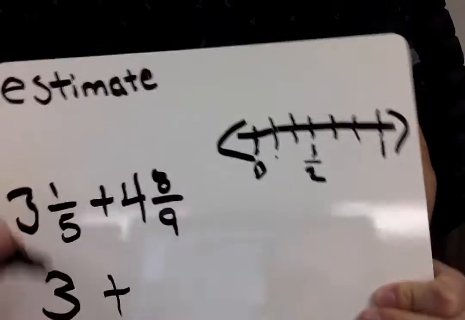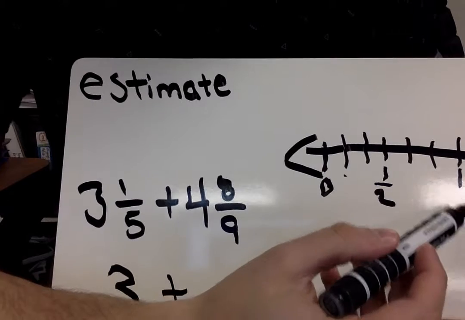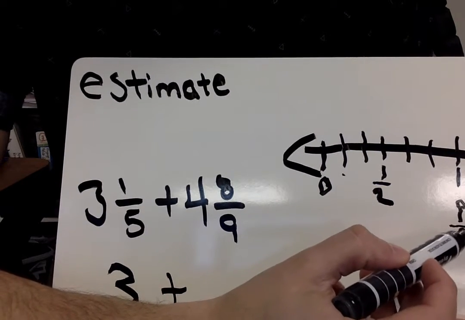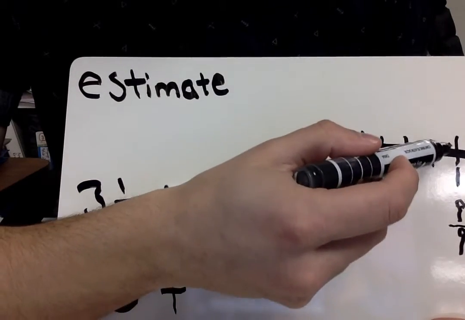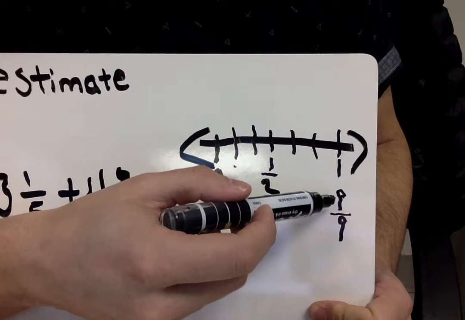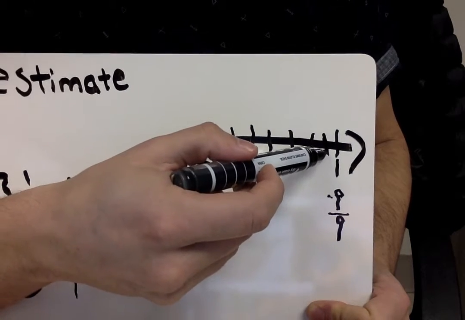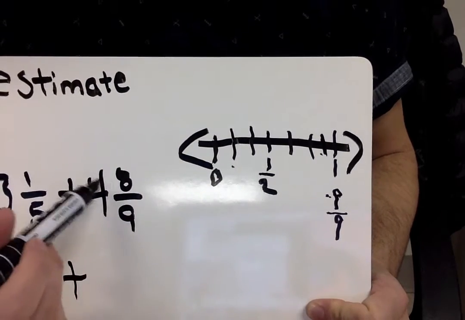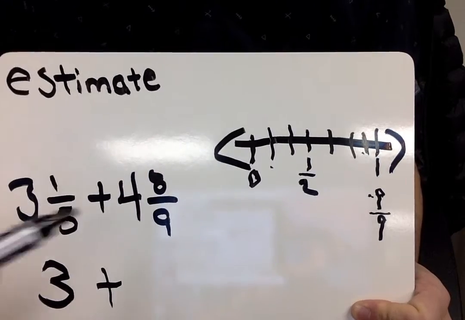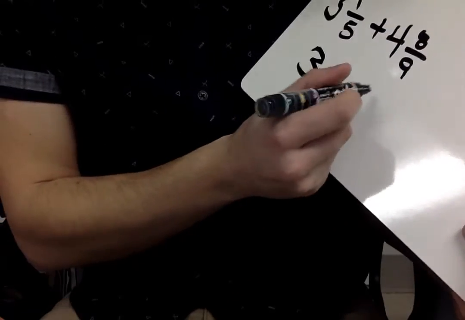I'm going to do the same with 8/9, 4 and 8/9. I know that 8/9, well, if we were thinking as a whole number, 9/9 is 1. So 8/9 is probably pretty close to here because this is where our whole number is, our 1 or our whole number. So 8/9 is probably pretty close to here on the number line, which means that 4 and 8/9 is probably closest to the next whole number, which in this case, we'd be adding 1 to 4, which would be 5.